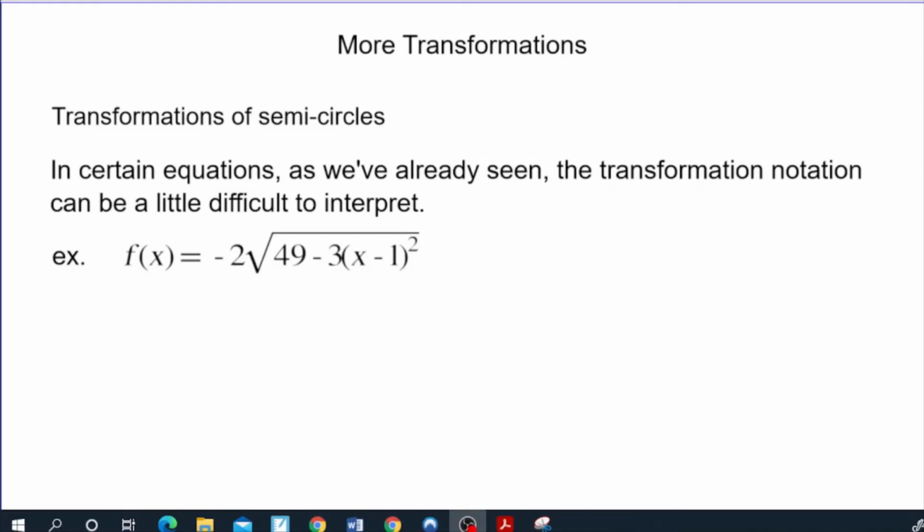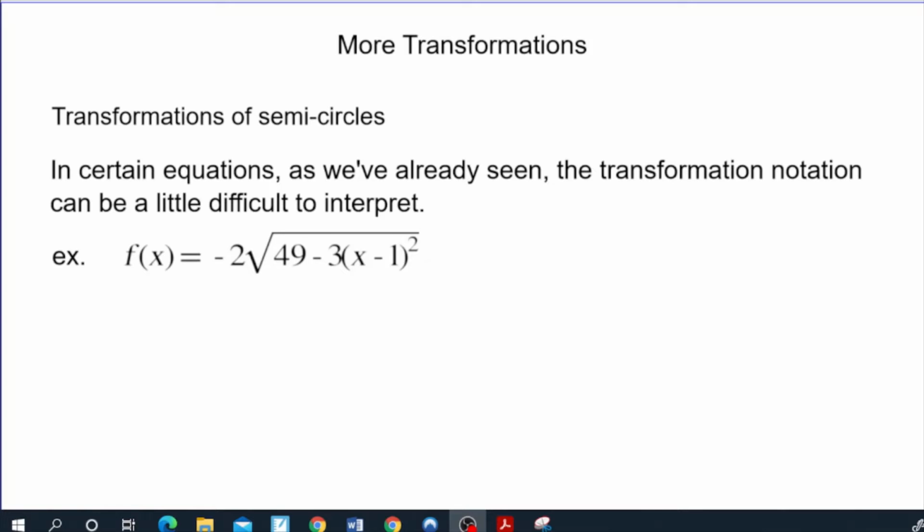In this lesson, we will go over more transformations of functions and relations, taking a look at one of the more complicated ones for grade 11 here, transformations of semicircles. I already mentioned in a previous lesson how certain equations can make a transformation scenario look more complicated than it actually is, and this is one of those examples. This is the equation of a semicircle that has had some transformations applied to it.